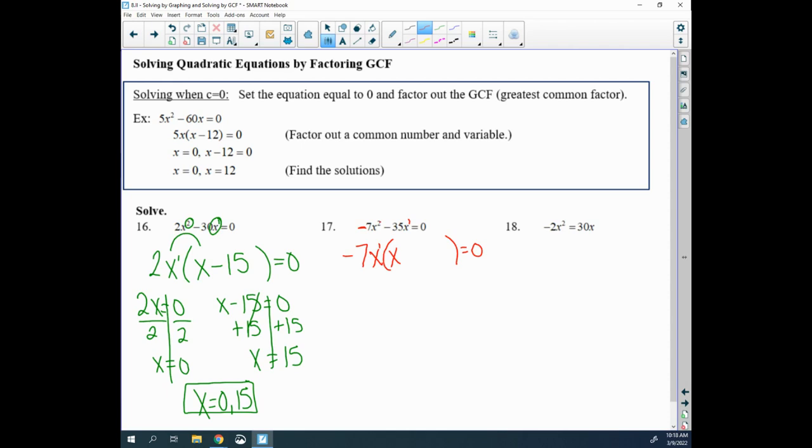Negative 7 times what would give me negative 35? Positive 5. Good. Make sure to double check it. So negative 7 times 5 is negative 35. He had an x, but we pulled him out, so that's it. Now set each factor equal to 0.